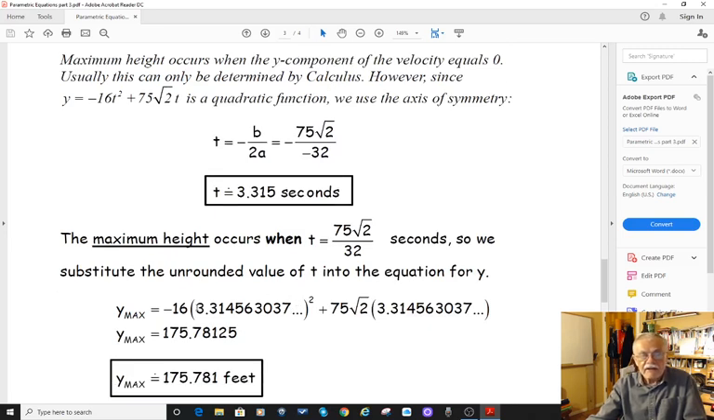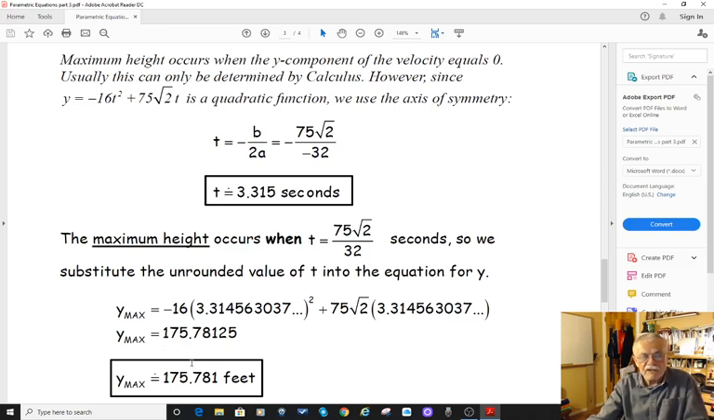And exact is, well, let's call it 75 rad 2 over 32. You can put that into your machine and plug in, or you can use the value that the calculator has, understanding that these dots mean that there's more. So if I put that in, you get negative 16t squared, using this value of t that the calculator received, plus 75 radical 2 times t. Again, we're using this value that the calculator used.